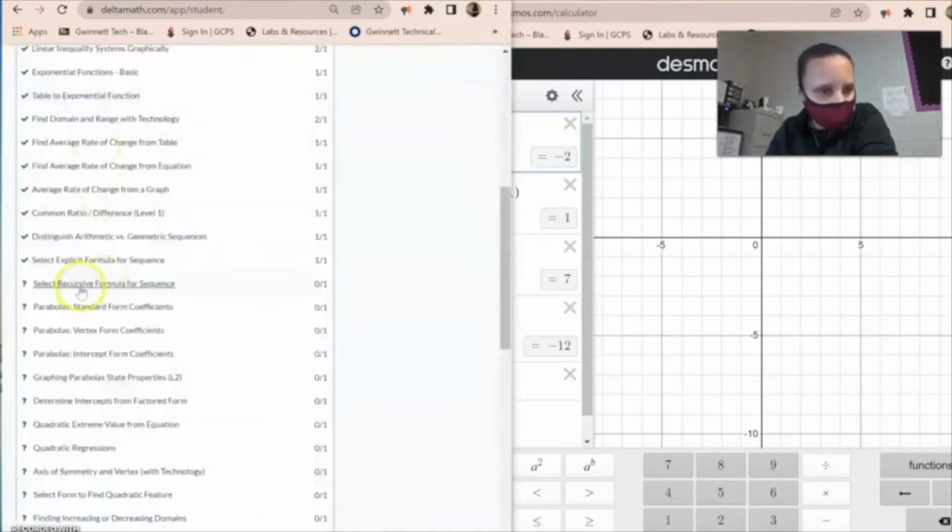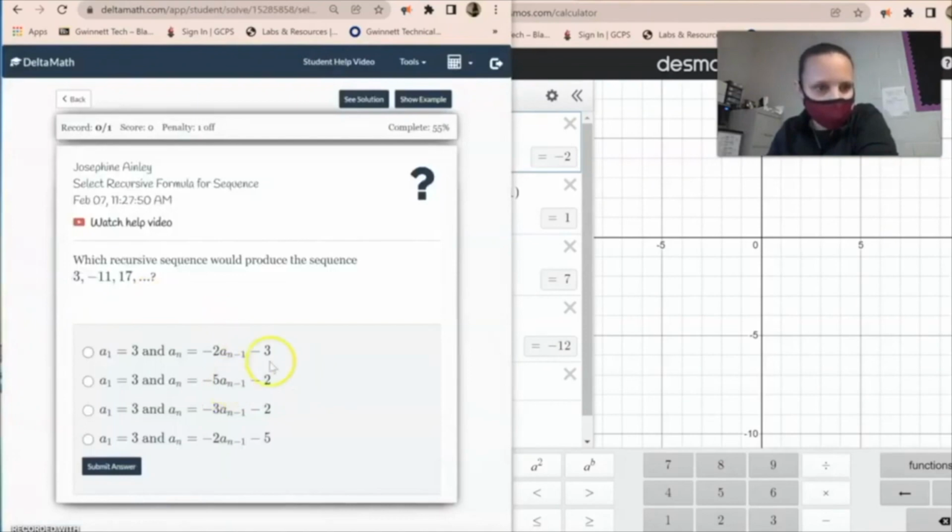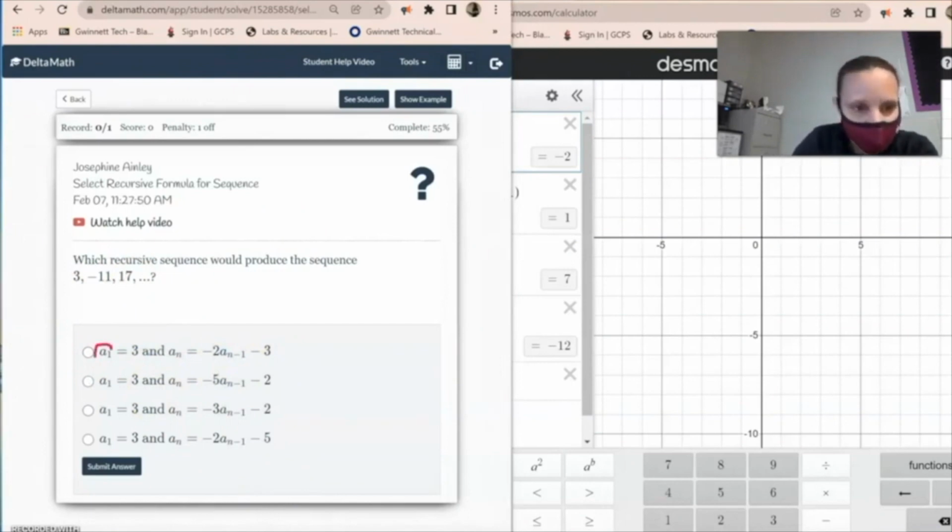All right. Select recursive formula. So again, we're working backwards. What this one is saying is, which recursive formula would produce this sequence? They tell you the first term is 3, and then they're asking you in general what happens. This one's not really a calculator question, it's just understanding.